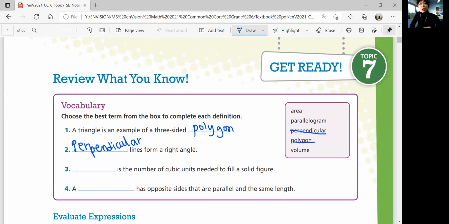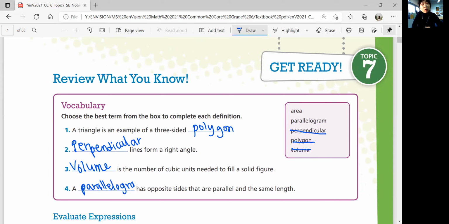Blank is the number of cubic units needed to fill a solid figure. You need to fill it. How can we determine the measurement of how much we need to fill in a solid figure? Do we find the area, or is that a volume? It's a volume problem, right? And a blank has opposite sides that are parallel and the same length. They have opposite sides that are parallel, and they're the same length, which means it's a parallelogram.